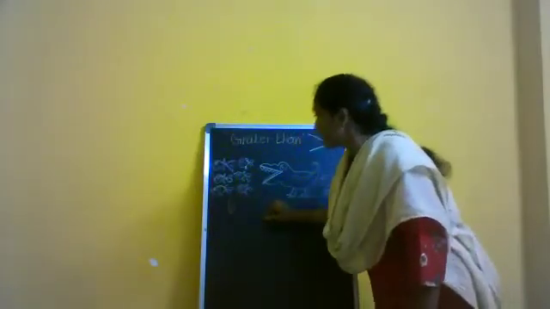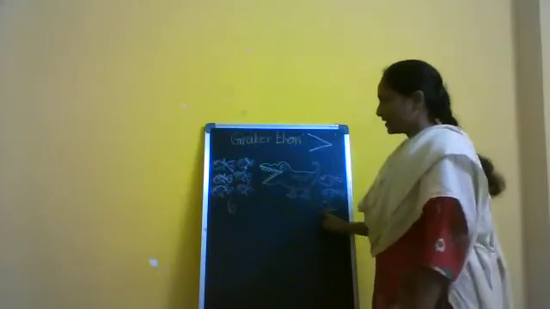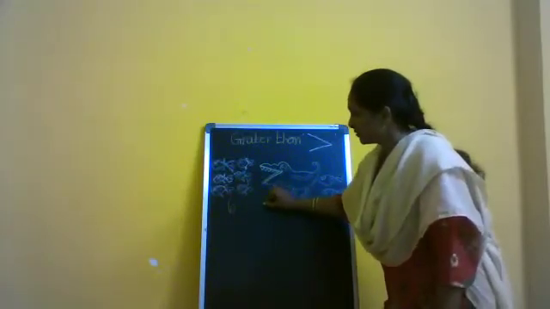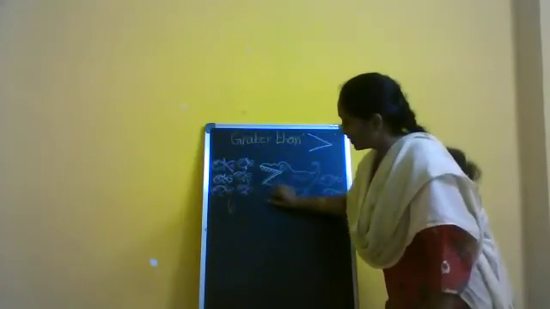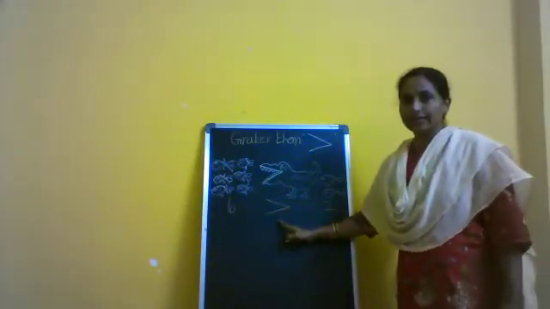So here 6 fish are there, here 2. Which number is greater? 6. So it opened, how will it be? Like this. This is the symbol of greater than. Understood? We will see some examples, dears.